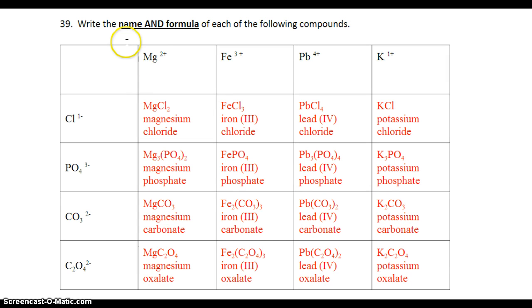If we're going to combine the magnesium ion and the chloride ion, we crisscross the charges and we get MgCl2, and its name is magnesium chloride.